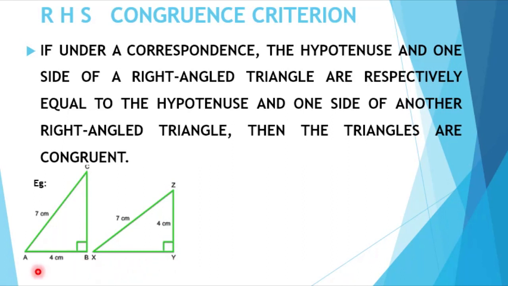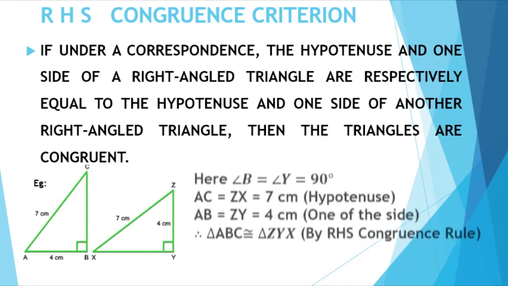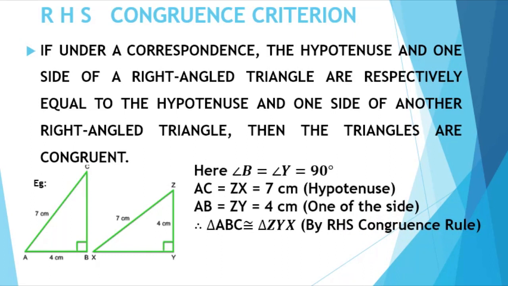Now we can write the congruency. Because these two triangles are congruent, we can write the triangles in symbolic form. So let's see how to write. First condition, we have to apply RHS congruence criterion. For that, first we have to find the right angle. So here angle B equal to angle Y equal to 90 degree.